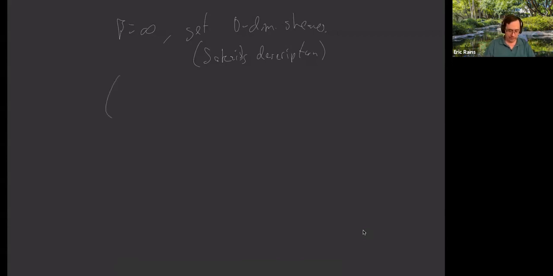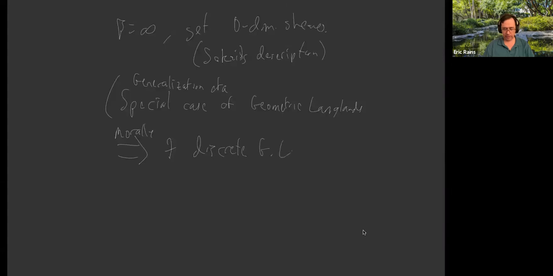And this is a special case of, or sorry, I should put the order of operations correct. This is a generalization of a non-trivial special case of geometric Langlands. Which morally implies that there exists a discrete geometric Langlands.